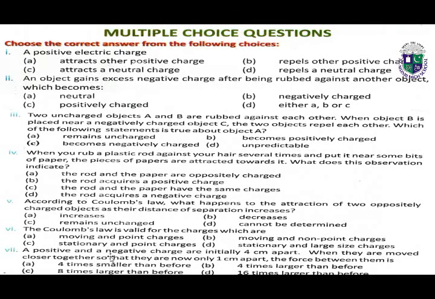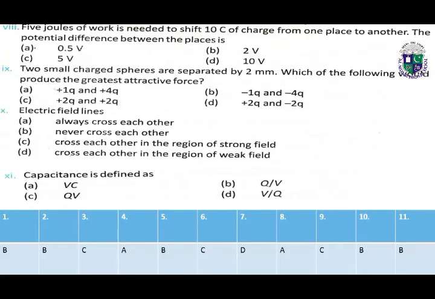Number 7, a positive and a negative charge are initially 4 cm apart. When they are moved closer together so that they are now only 1 cm apart, the force between them is. Next, number 8, 5 joules of work is needed to shift 10 coulombs of charge from one place to another. The potential difference between the places is. Number 9, two small charged spheres are separated by 2 mm. Which of the following would produce the greatest attractive force? Number 10, electric field lines. Number 11, capacitance is defined as.